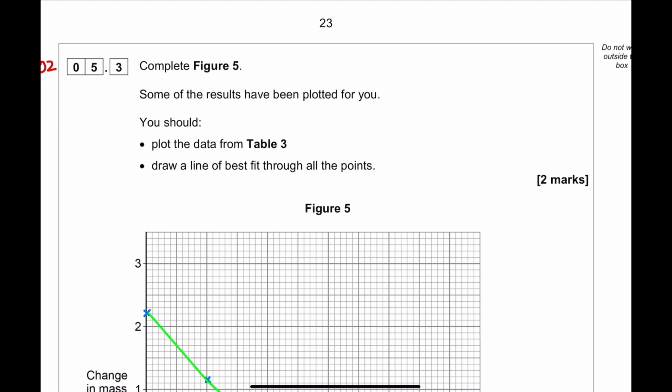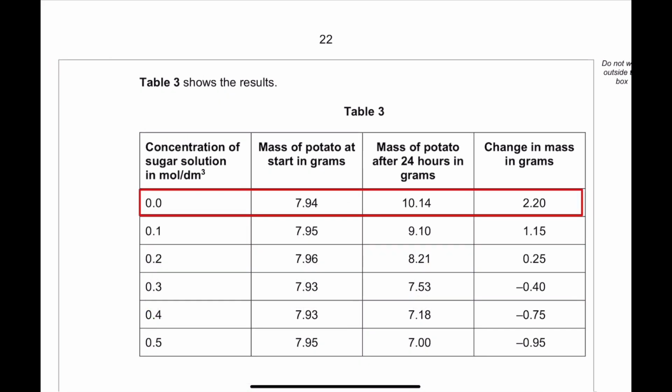Complete the figure number 5. Some of the results have been plotted for you. You should plot the graph from table number 3. Draw the line of best fit through all points. We need to plot the graph between the concentration and change in mass. Let's see the model answer.